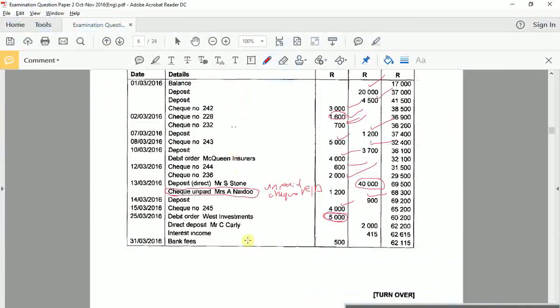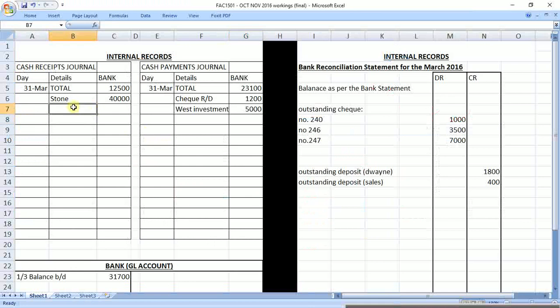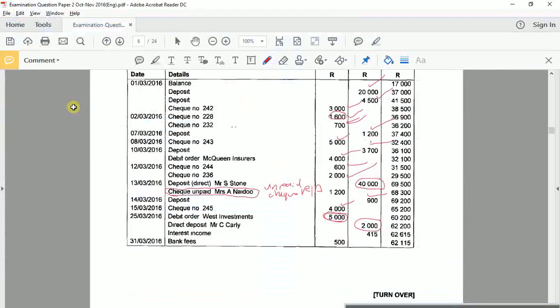Okay, what else? Direct deposit Carly. Have we recorded it? No. Receipt or payment? It's a receipt. Direct deposit. Carly. How much? 2,000. Next.